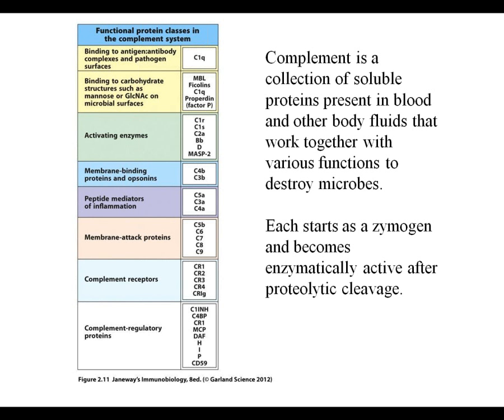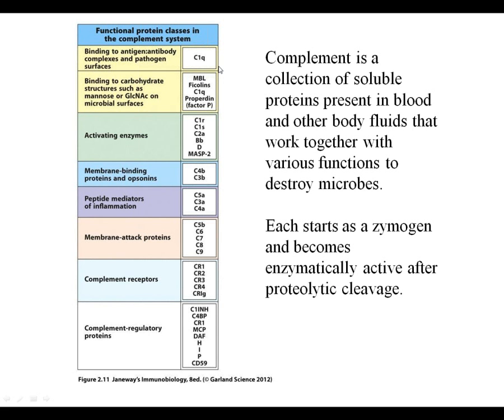The complement system is just a collection of proteins in body fluids that work together to destroy microbes. All these different proteins have different jobs, and they're outlined here in figure 2.11, on page 50. Just like the propeptides of the antimicrobial substances we learned about before, each of these starts as a zymogen, and then gets cleaved and activated. The zymogen is the complement before it's cleaved and activated.